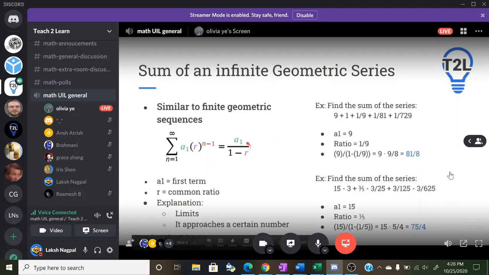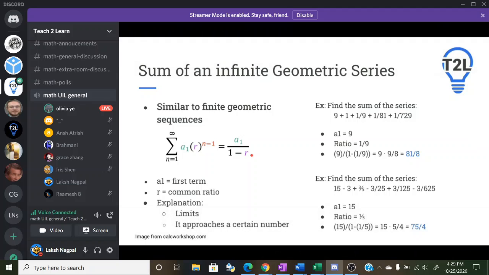And if you're wondering where the formula for this is derived from, it's using the previous formula for a finite geometric series, but you can eliminate the subtraction because that number eventually is going to get so small that it's just going to be a1.